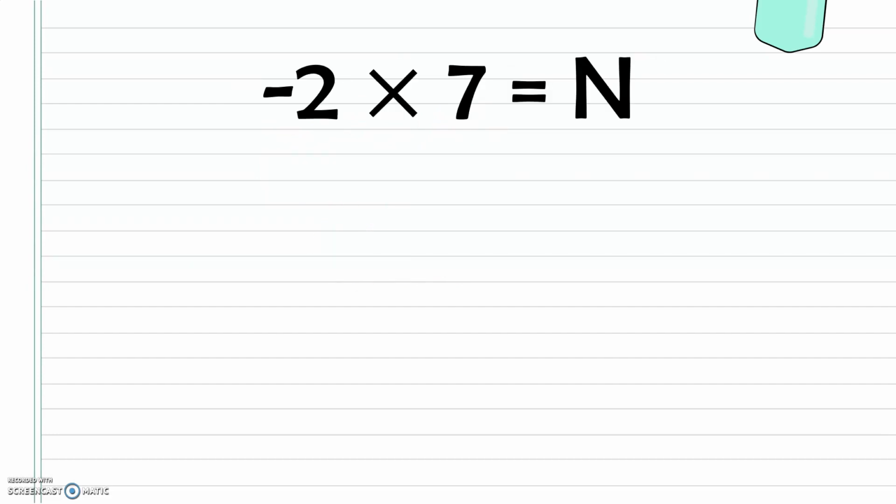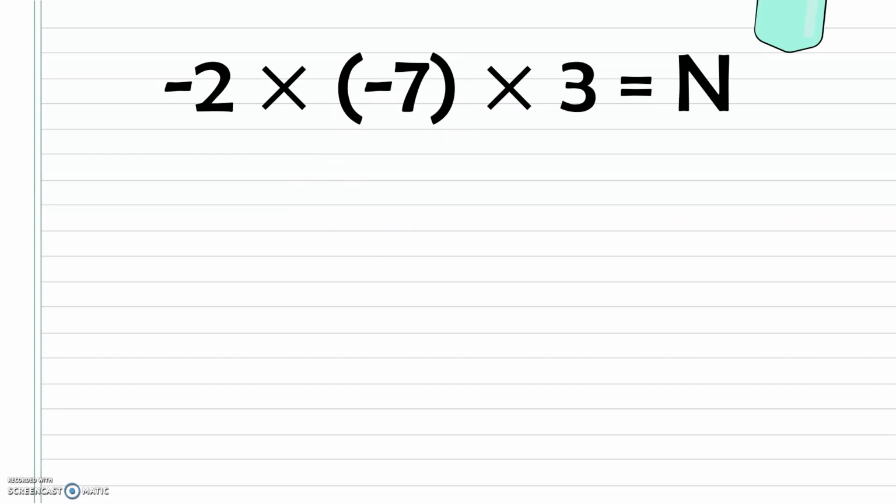Another example, negative 2 times 7 equals n. Again, we'll just simply multiply. So 2 times 7 is 14. We have here one factor, which is negative, and 1 is an odd number. So the sign of our product will be negative. So negative 2 times 7 is equal to a negative 14.